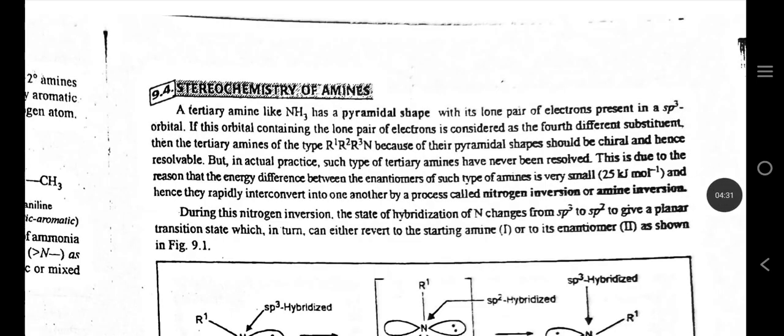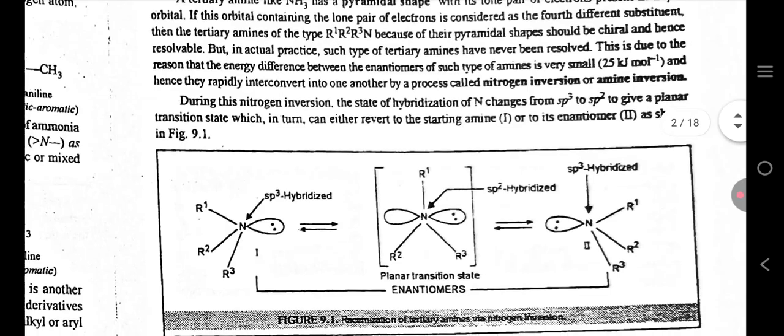Stereochemistry of amines. A tertiary amine like NH3 has a pyramidal shape with its lone pair of electrons present in an sp3 orbital. If this orbital containing the lone pair of electrons is considered as the fourth different substituent, then the tertiary amines of the type R1, R2, R3 N, because of their pyramidal shape, should be chiral and hence resolvable. But in actual practice, such type of tertiary amines have never been resolved.